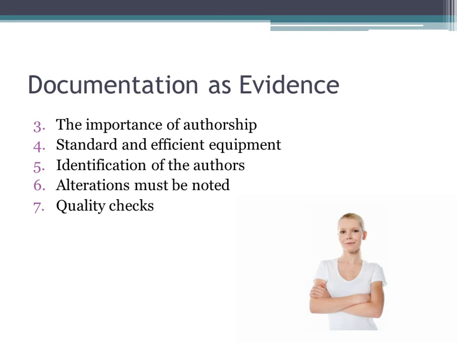Fifth, authors and sources of information must be identified. According to the legal system, identification of the patient encounter author is important for accountability. Sixth, alterations must be noted and the original record must be preserved. The original author, time, and date constitute proof that the author amended the record knowledgeably and the statements are true. Finally, the system must contain quality checks to ensure data integrity.